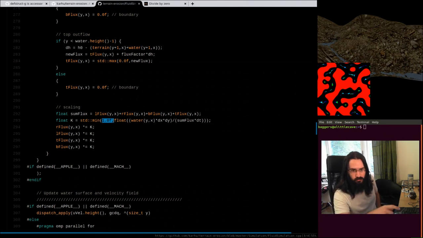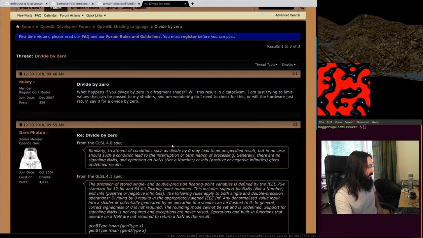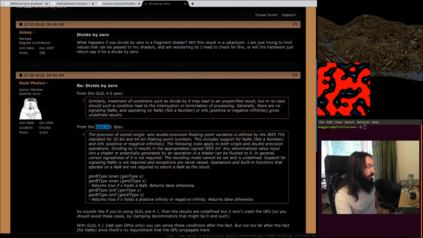Now that is true, let's see if I can remember, I've got the link here, in GLSL 4.1 as well, but apparently not in GLSL 4. In GLSL 4, the result of a divide by zero is undefined. And 4.1 is properly defined to be the same as IEEE 754.